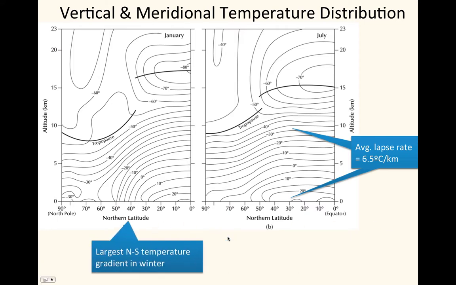The second thing to look at is that the largest north to south temperature gradient occurs in the winter. That's because the poles cool so effectively during the winter, you get a stronger temperature gradient across there. We'll find that this temperature gradient actually helps promote a strong pressure gradient aloft, which helps support a strong jet during the winter. Tropopause is also higher in the tropics than it is near the poles.